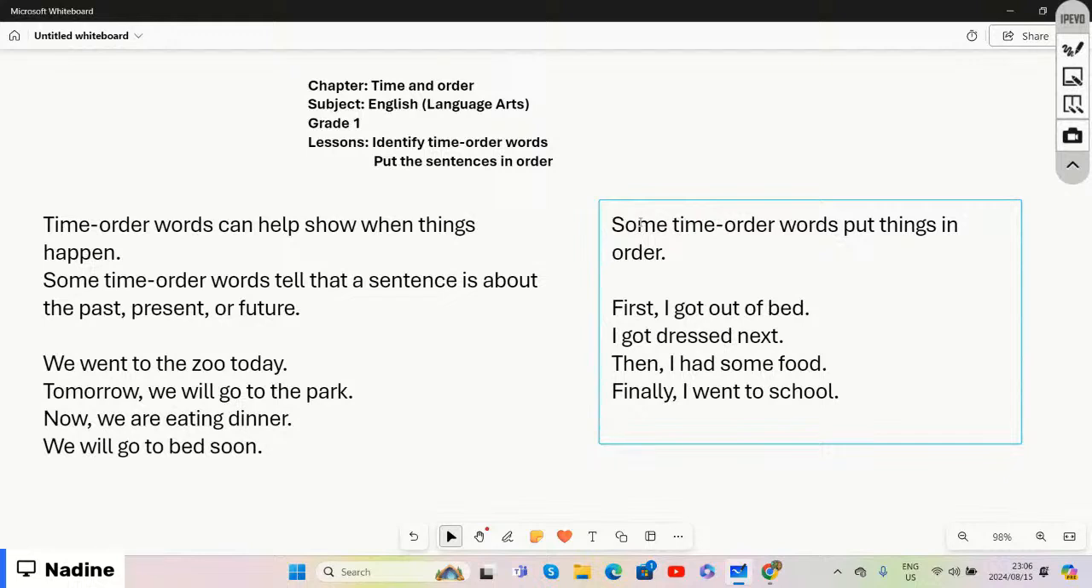All right. So when it comes to time and order, right? Time order words can help show when things happen. So basically, when we talk about time and order, it tells us when something is happening. Things can either happen in the past, in the present, or even in the future.